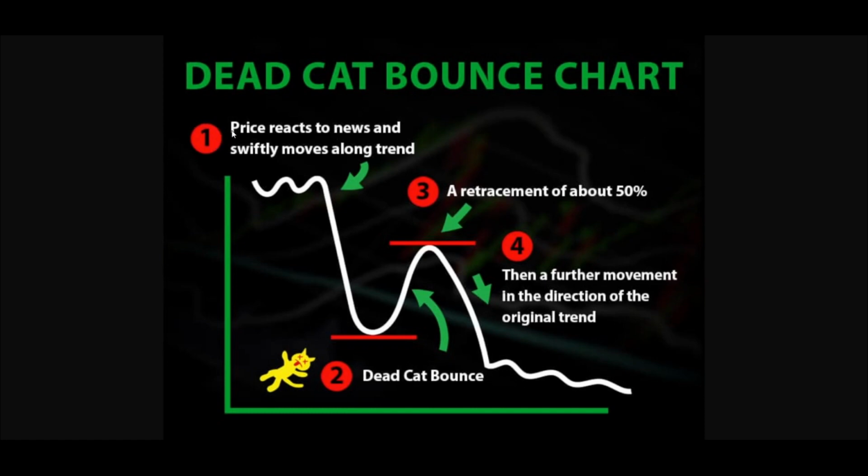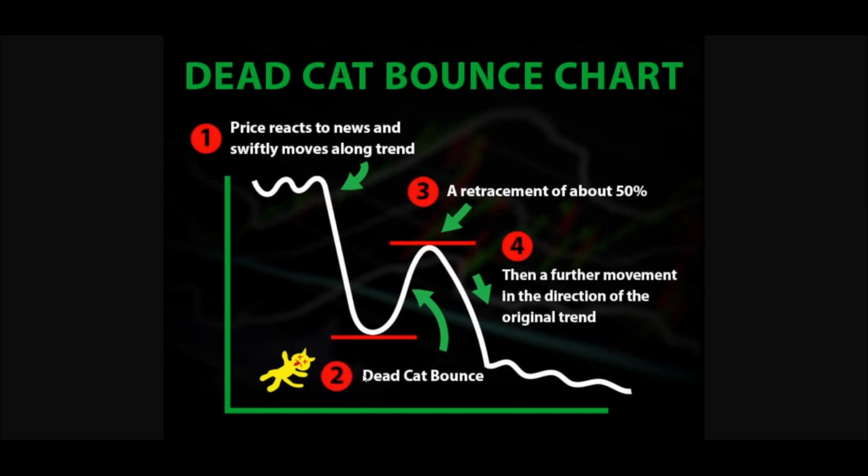If we start with this point 1, you can see we have 4 different points, 1, 2, 3 and 4, right? So the first point is price reacts to news and swiftly moves along trend. What does this actually say to us regarding the Joe Biden winning the election news, how the market actually reacted? And we saw a similar price correction according to this analysis as well.